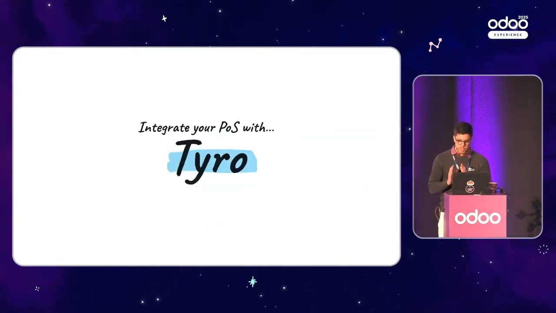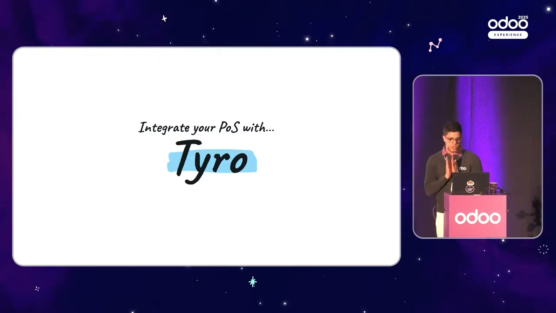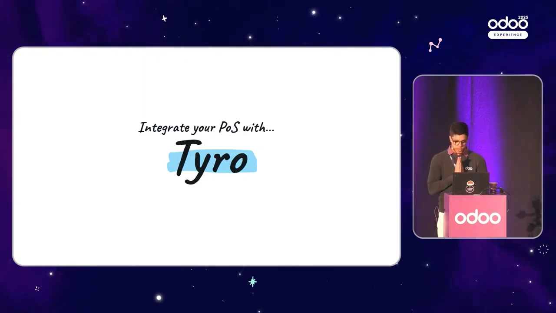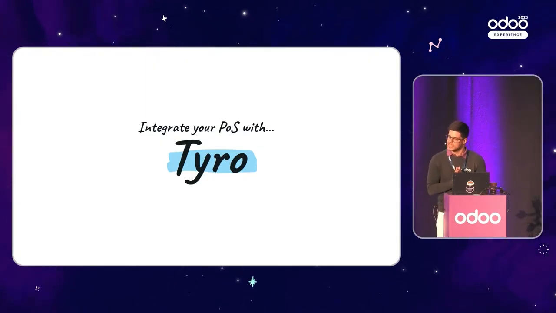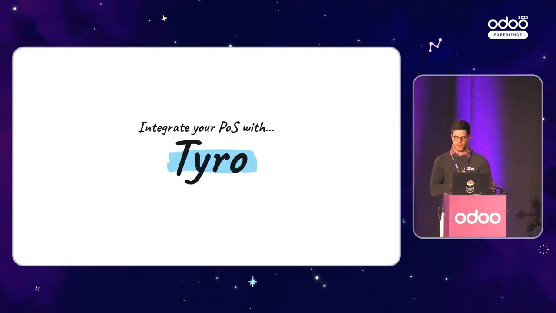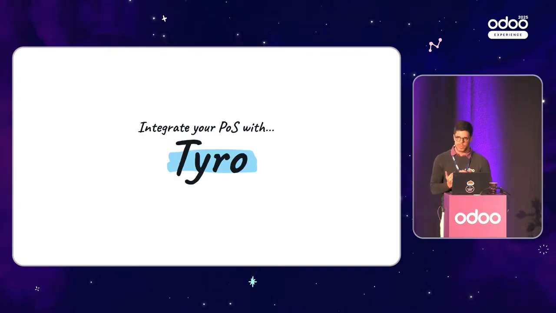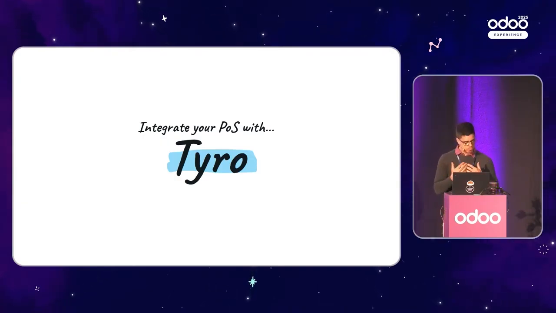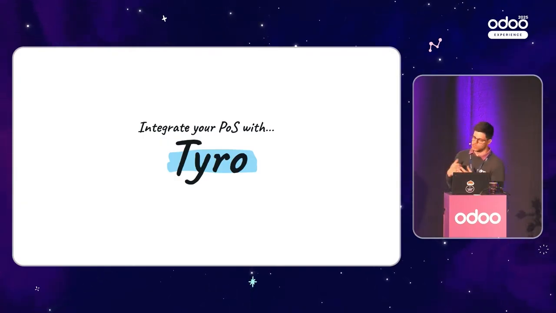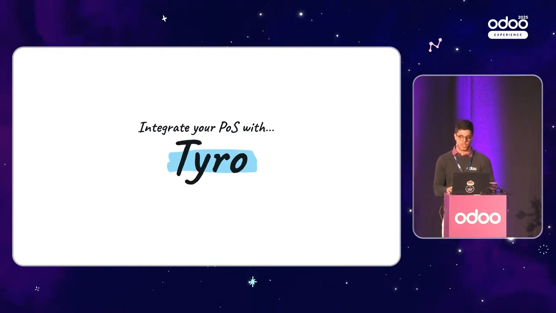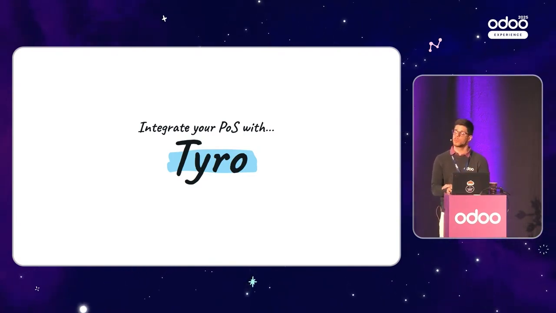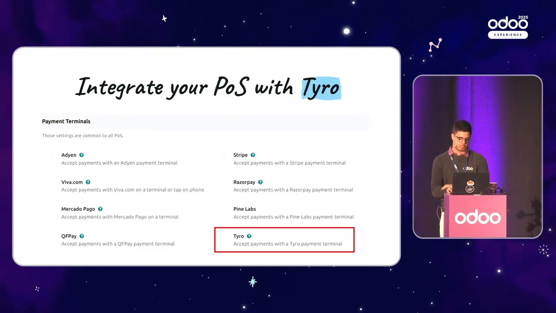All right? So finally, one last point before we jump into the demo, integrate your point of sale with Tyro. So this is also a very exciting new feature that we have. Up to last year, the only choice was Stripe, really, and we have a few complaints related to the price. Some customers will love to use Stripe, others will want to use Tyro. So this is something that you can now use to directly connect your point of sale terminal to Odoo.